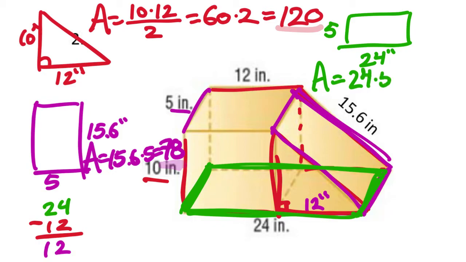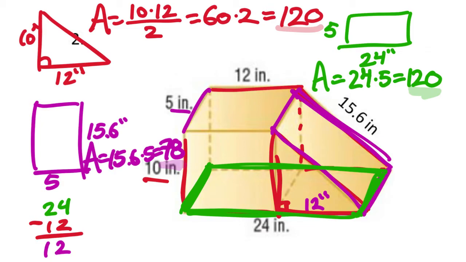24 times 5. So that'd be 120 square inches. And again, that's one of the surfaces. I'll underline that. So what do we got? 1, 2, 3, 4 more surfaces to go. All right, not too bad.